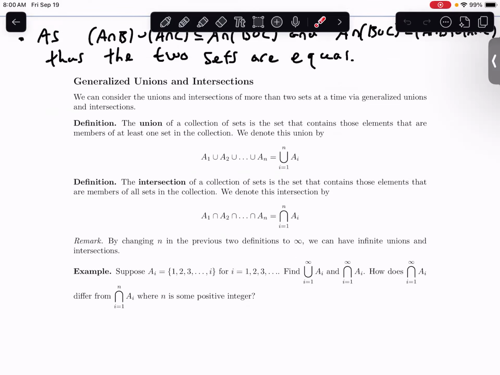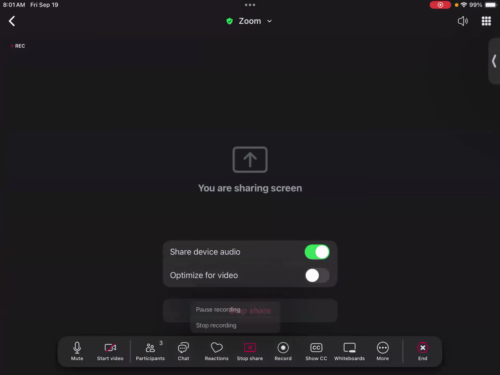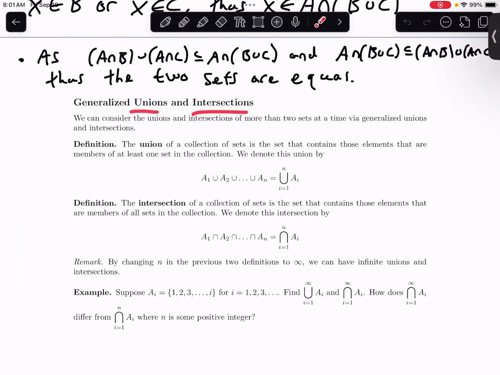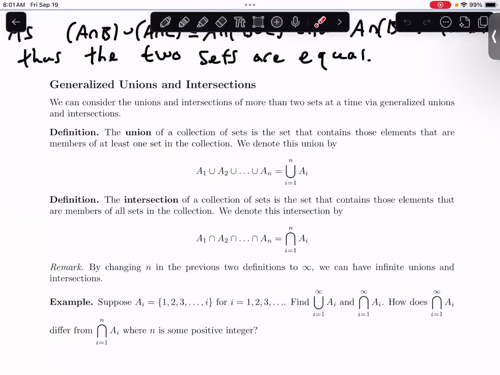Okay, yeah. So what I wanted to talk about, for maybe 10 minutes today, are these generalized unions and intersections. This isn't really anything mind blowing. So let's make sure I'm actually recording first. I am. Okay. This is just taking the idea of unions and intersections that we did on Wednesday, and making it so that instead of just having a union between two sets, what if we had a union between n sets, or an arbitrary number of sets? So the union of a collection of sets is a set that contains those elements that are members of at least one set in the collection.